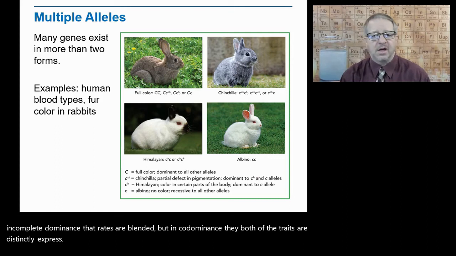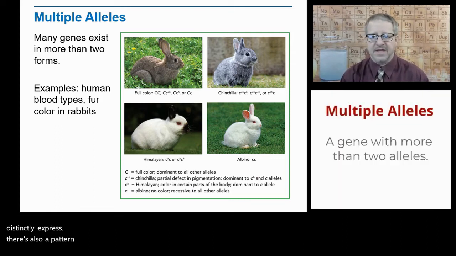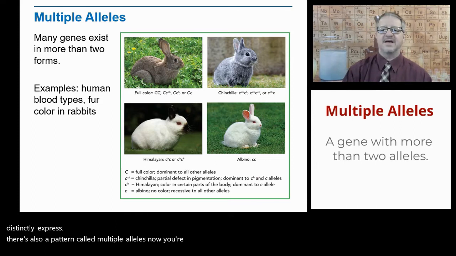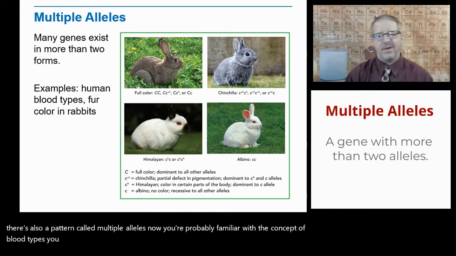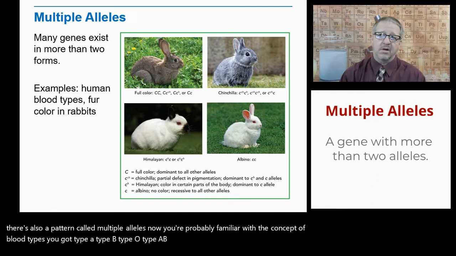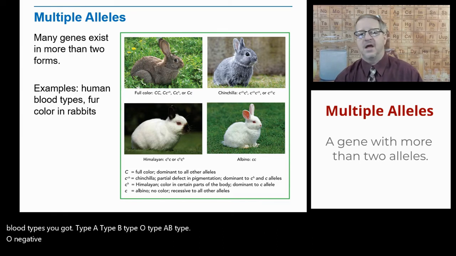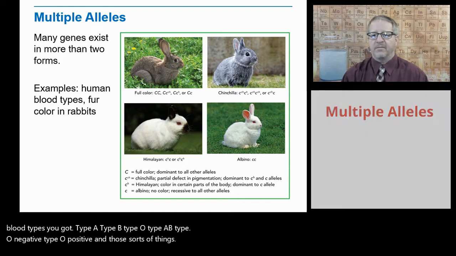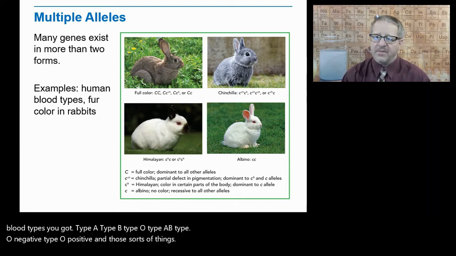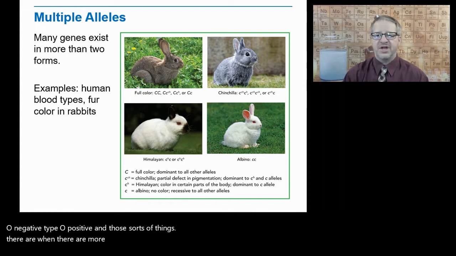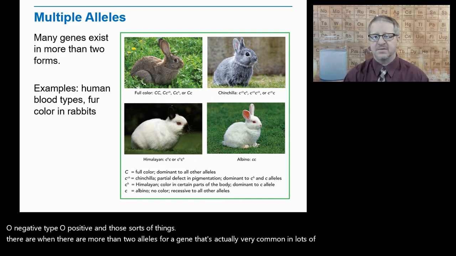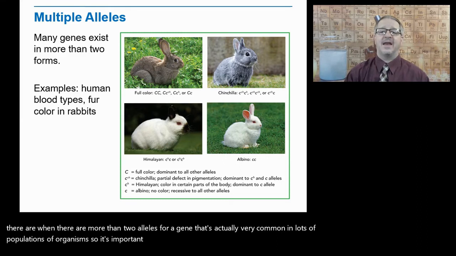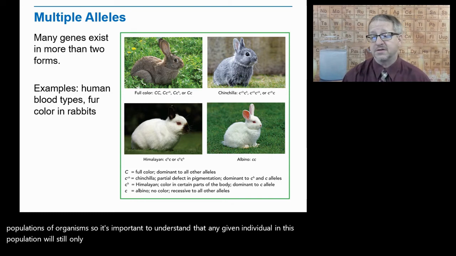There's also a pattern called multiple alleles. Now, you're probably familiar with the concept of blood types. You've got type A, type B, type O, type AB, type O negative, type O positive, and those sorts of things. Well, when there are more than two alleles for a gene, that's actually very common in lots of populations of organisms. So it's important to understand that any given individual in this population will still only have two of those alleles.